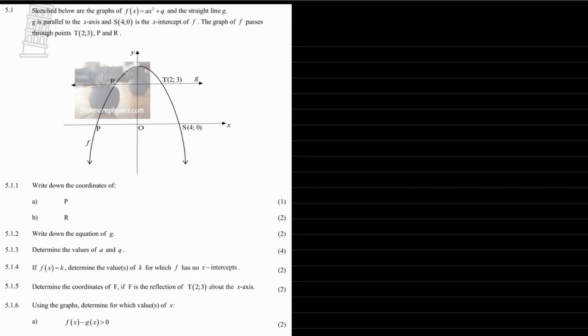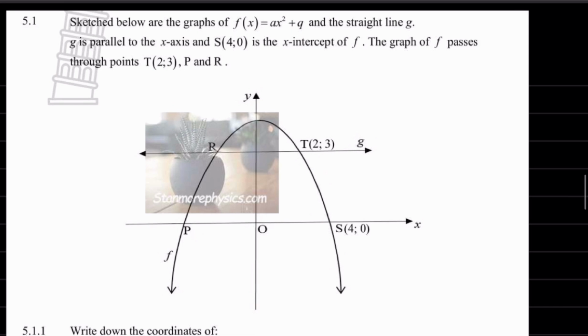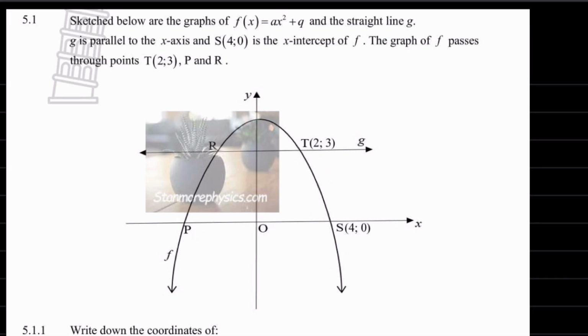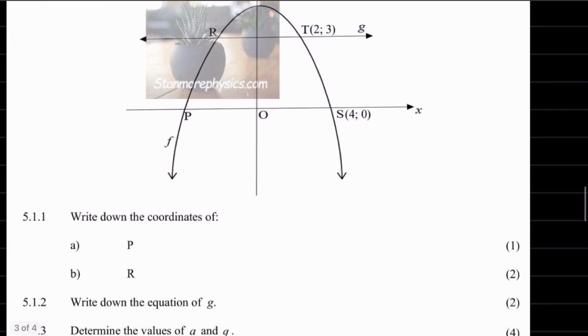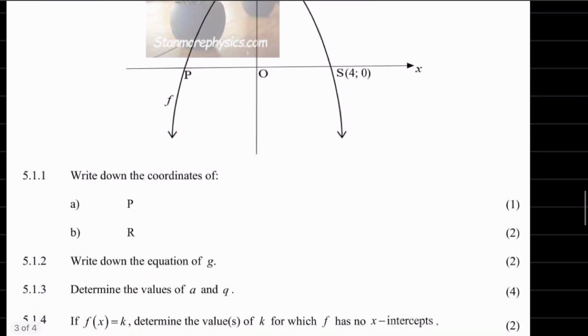Okay, let's take a look at the last question. Question 5.1. Sketched below are the graphs of f of x equals ax squared plus q. So in other words, it's an unknown. We don't know what the function is. And the straight line g. G is parallel to the x-axis, and S(4; 0) is the x-intercept of f. The graph of f passes through points T, P, and R. All right. Question 5.1.1. Write down the coordinates of P.